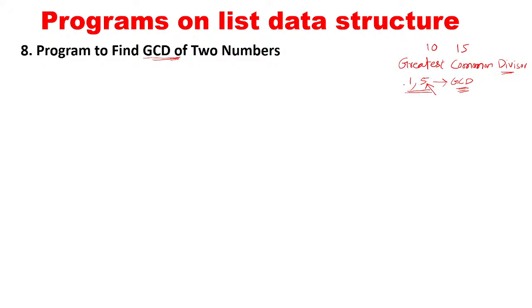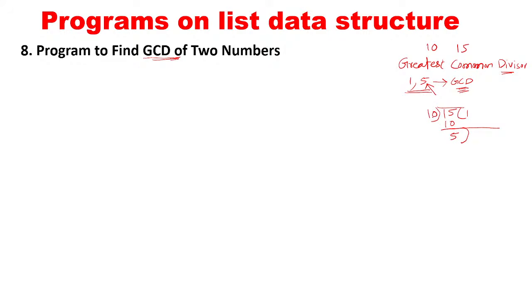If you work using this method, it takes a lot of time. So there is a method in mathematics to find the GCD of two numbers. How do we find the GCD of two numbers in mathematics? We divide the bigger number by the smaller number. 15 divided by 10, once 10, then we get the remainder as 5. Then again we take this remainder.